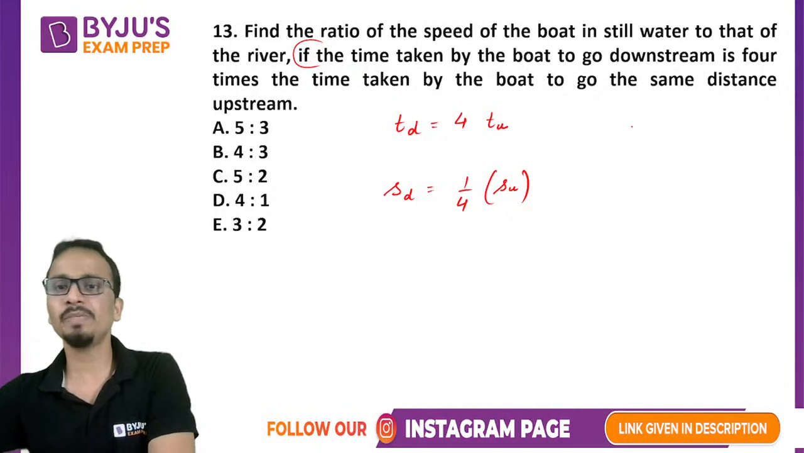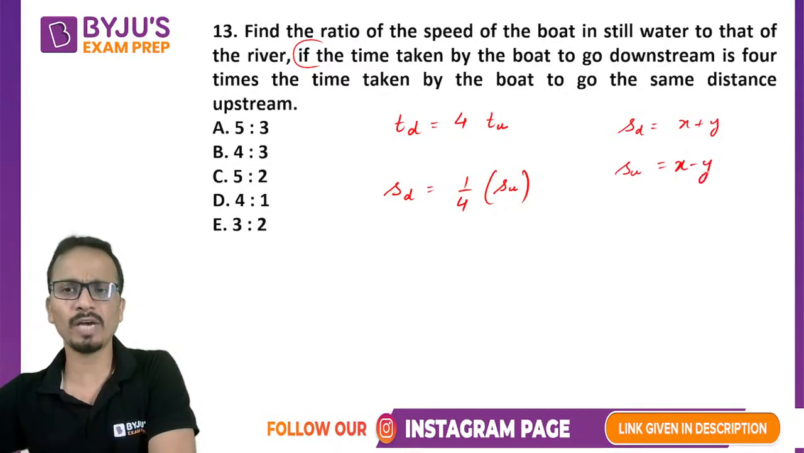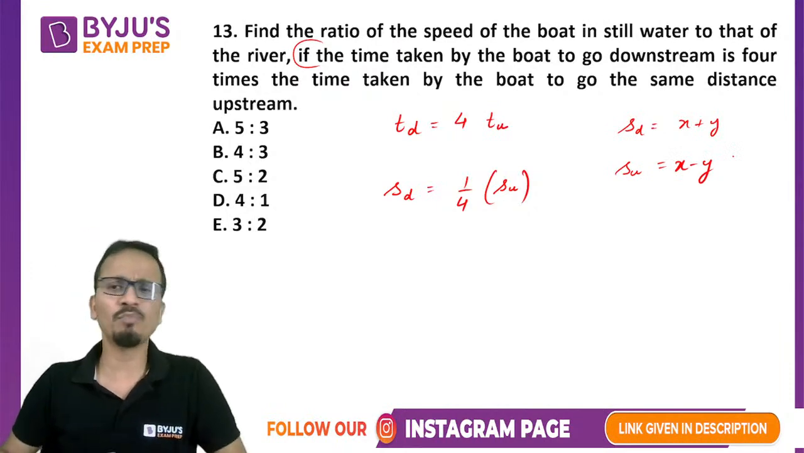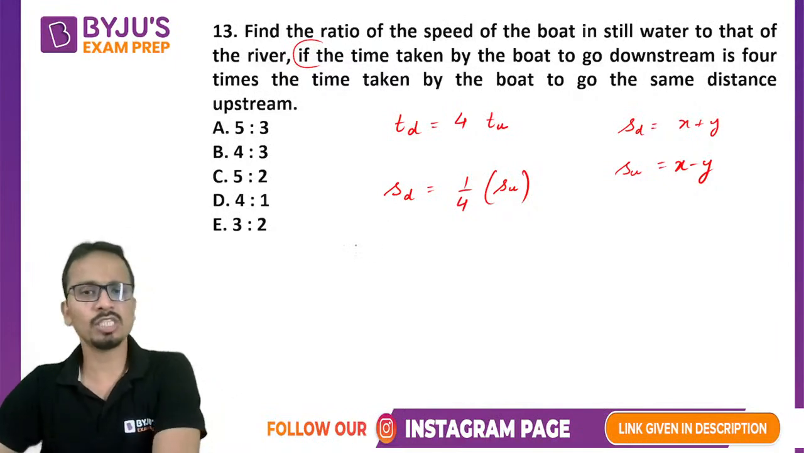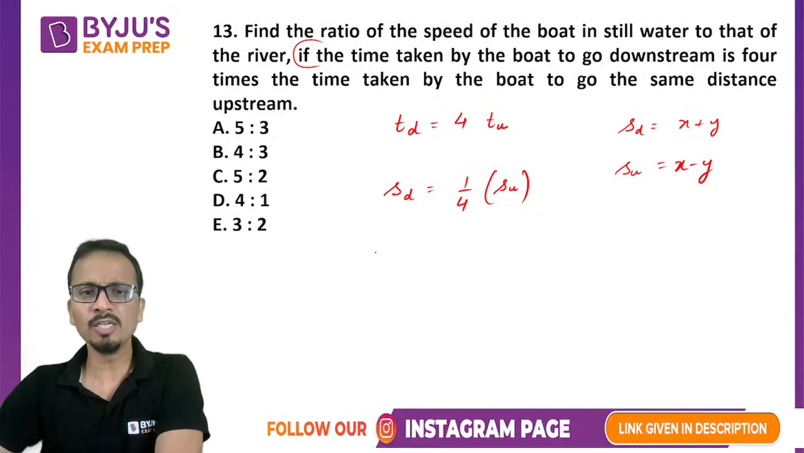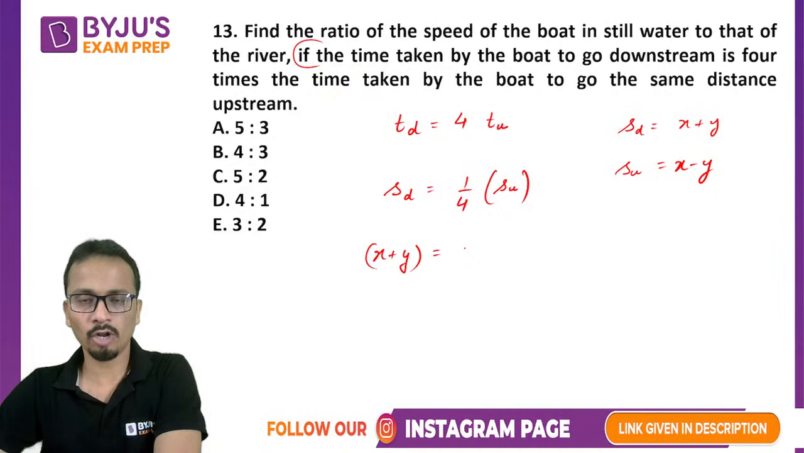That's it. Now speed downstream क्या होता है? It is x plus y, and speed upstream is x minus y, where x and y are the speeds of boat in still water and the speed of the river respectively. So just equation में put कर दो. So x plus y is equal to... wait. All right, 1/4 x minus y.